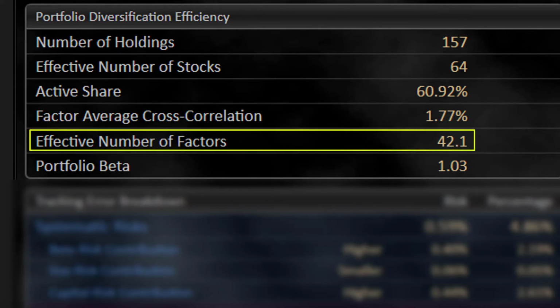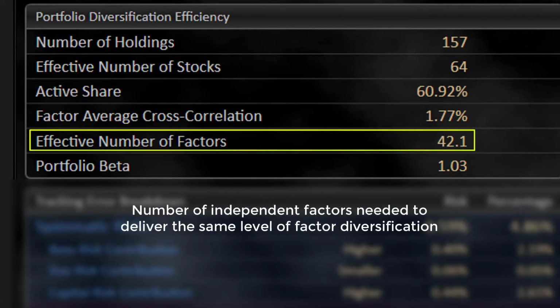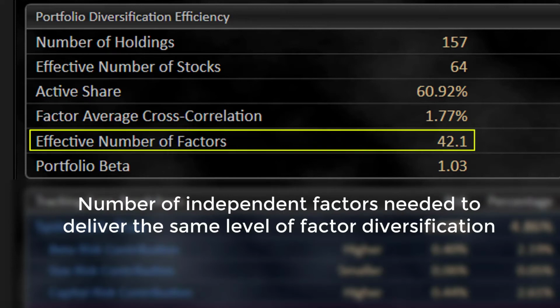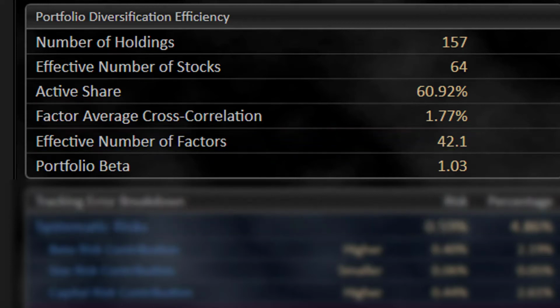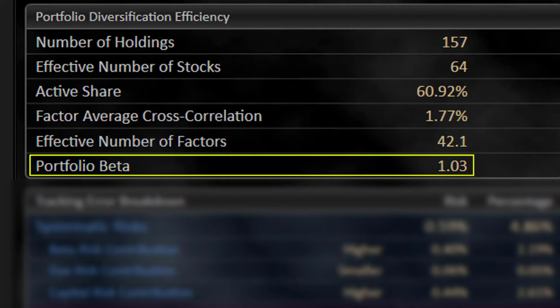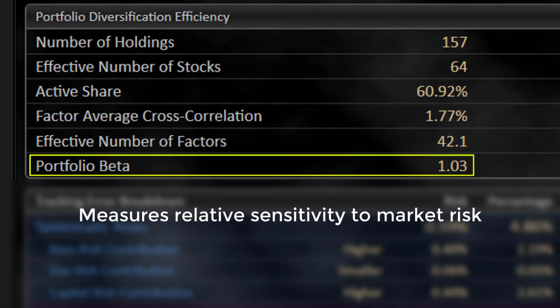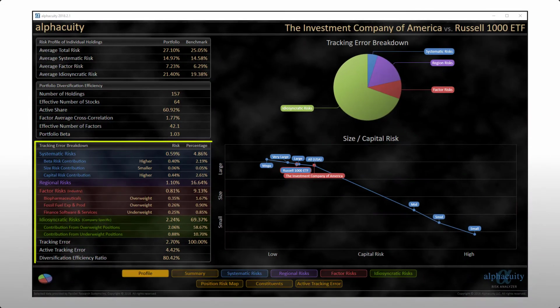Effective number of factors is best interpreted as the number of independent factors that would yield a comparable level of factor diversification. Think of it as the factor corollary to the effective number of stocks. Rounding out this section is portfolio beta, which is a relative measure of sensitivity to market risk. The third panel brings together the information shown above to generate an overall assessment of risk.